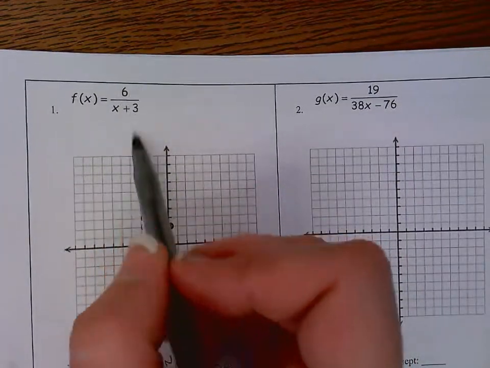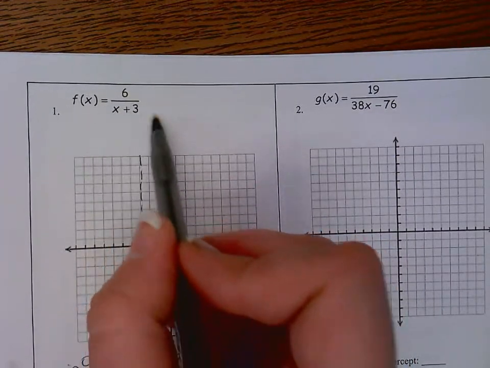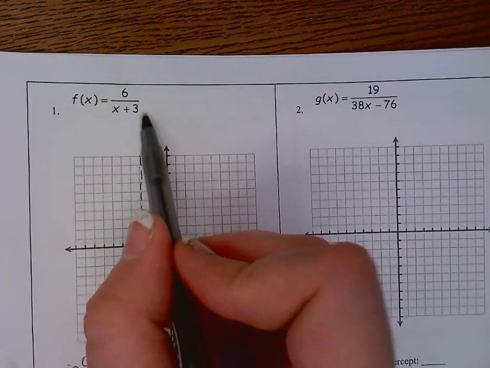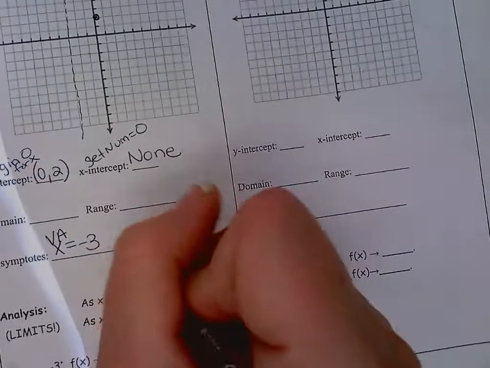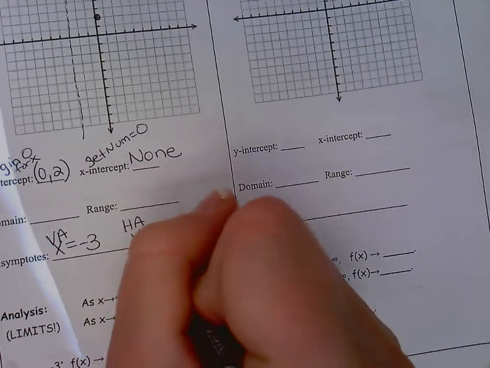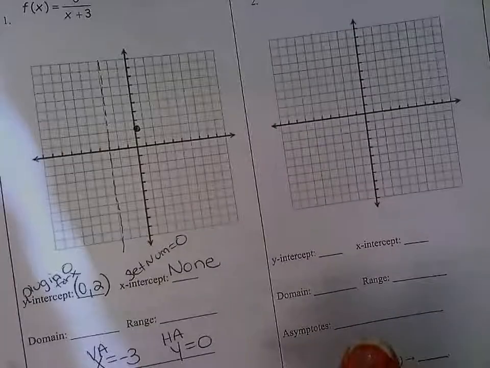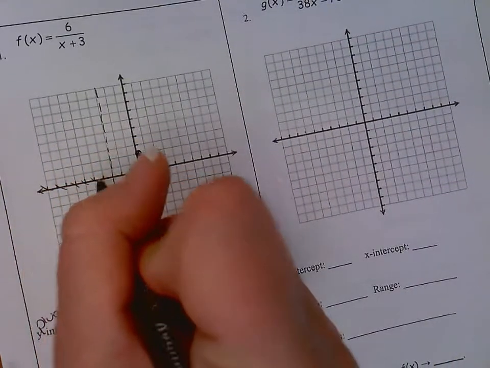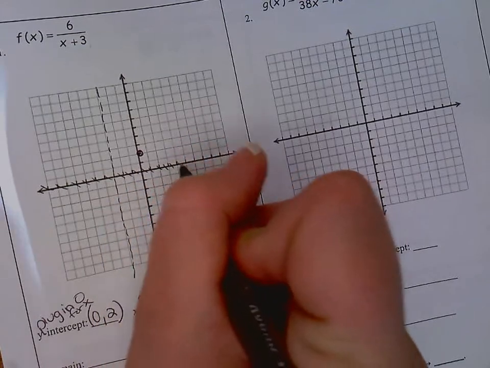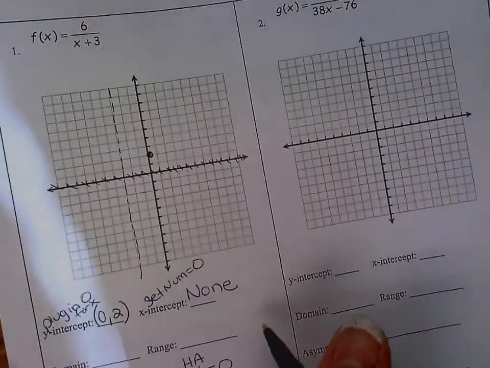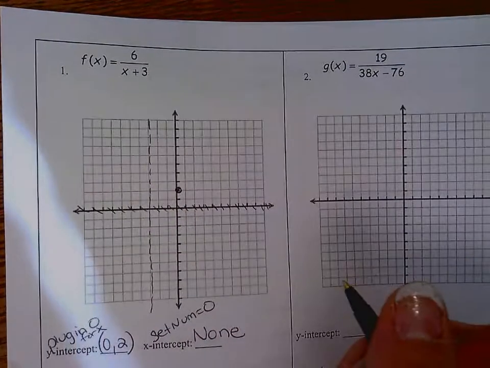And then I have to compare the powers of the numerator and the denominator. The denominator has a bigger power, and whenever the denominator has a bigger power, it will have a horizontal asymptote at y equals 0. The denominator gets bigger, and so a number divided by a very big number approaches 0. So this is what I've got on my graph right now.